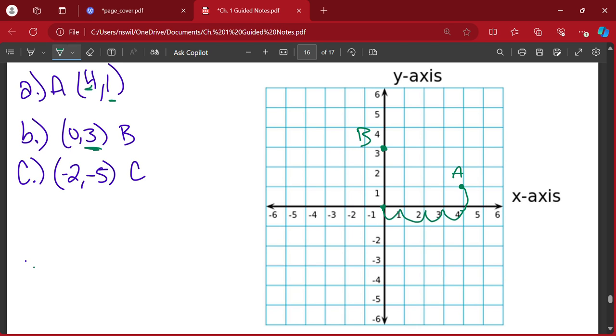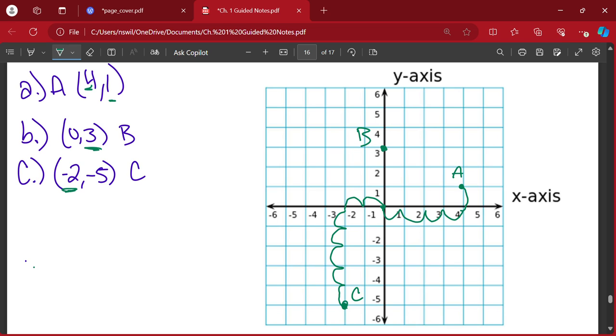Point C, we have (-2, -5). So are we going to go left or right? We are going to go left because we're going negative. So 1, 2. Then are we going to go up or down 5? Because we have -5, we're going to go down. We're going to go down 1, 2, 3, 4, and 5. And here's point C.